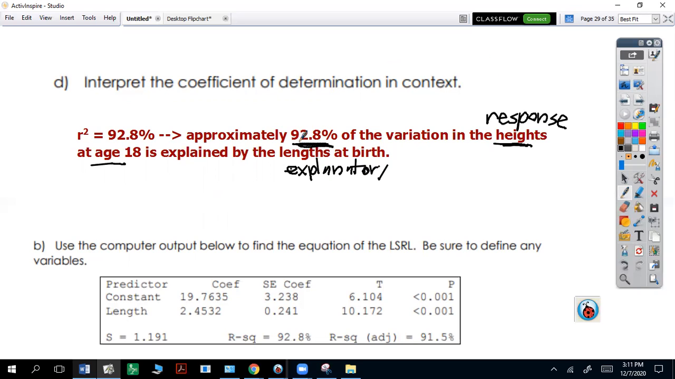So it is a percentage, but it's directly related to the correlation, because if the r squared is 92.8, the r is going to be either the positive or negative square root of that decimal. We'll get more into that next.